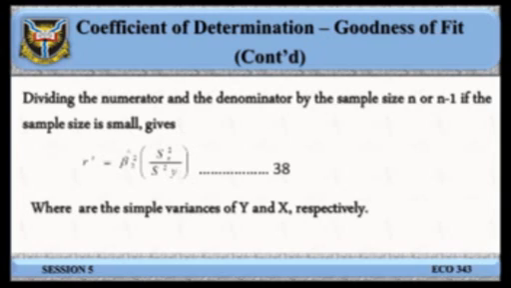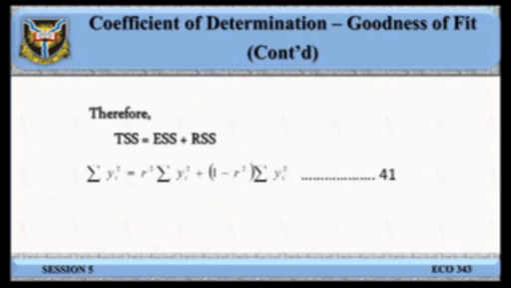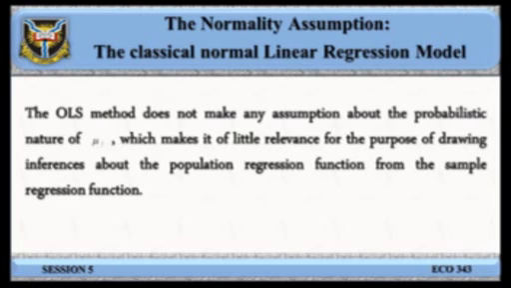It is possible to express ESS and RSS as follows. Therefore, TSS is equal to ESS plus RSS. Summation yi squared is equal to R squared summation yi squared plus 1 minus R squared into bracket summation yi squared. Equation 41.